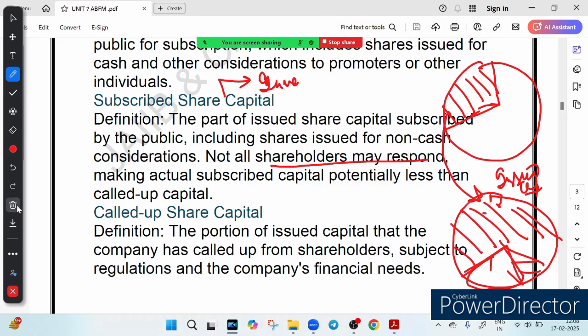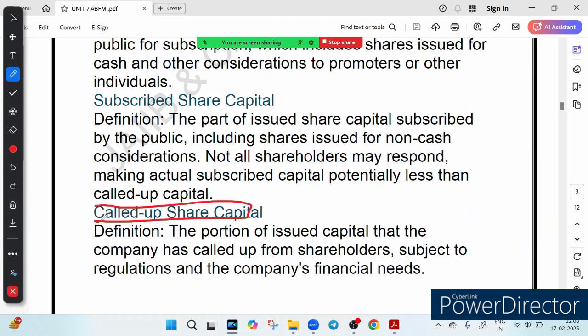Then we have something called called up share capital. What does it mean? Just because people agree to buy shares does not mean the company collects all the money at once. Instead, it asks for payment in stages. So here is the key point: the company asks for payment in stages, right?